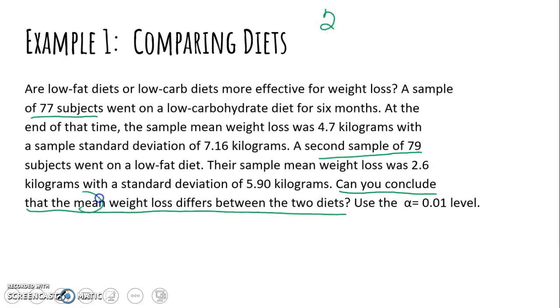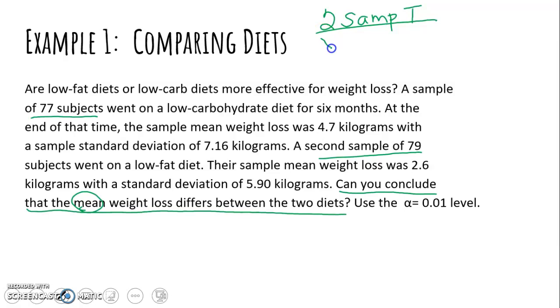We're concluding that the mean weight loss differs between the two diets. That's what we're trying to conclude. So we're going to do a two sample t-test. And for this one, it's not going to start off with the null, because before with the other types we had to set the null equal to whatever the number was. But in this case, the null is always equal to another symbol, like mu1 equals mu2 or p1 equals p2.